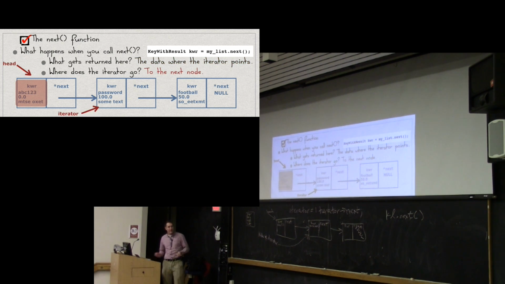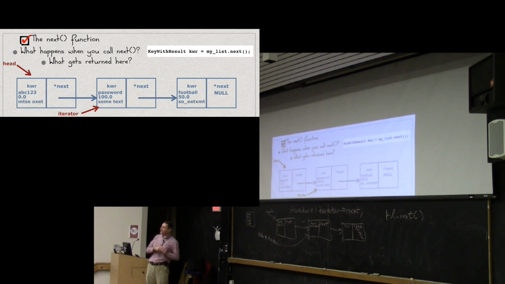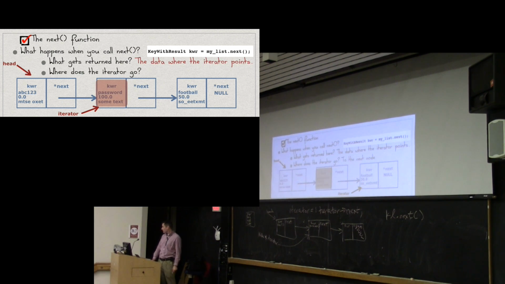We've said iterator gets iterator next. Now, let's keep going through this. I go and I say mylist.next. What gets returned? Jacob, what is it? Yeah, read off which one gets returned. Yeah, you return a KWR object that has password in it, 100 and some text. And then where does iterator go? Iterator gets iterator next. So it goes over there. Everybody with me there?